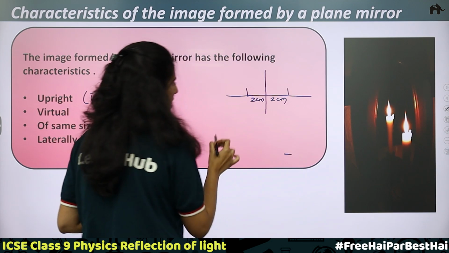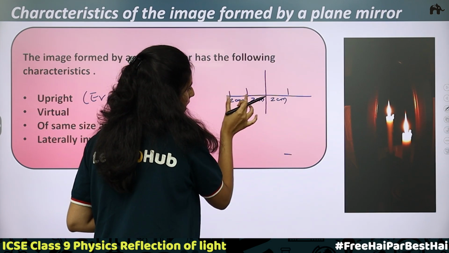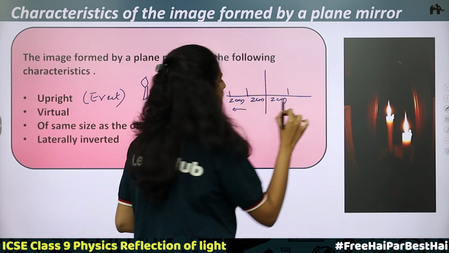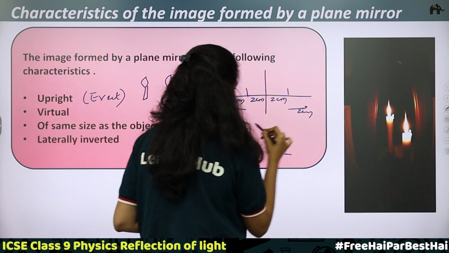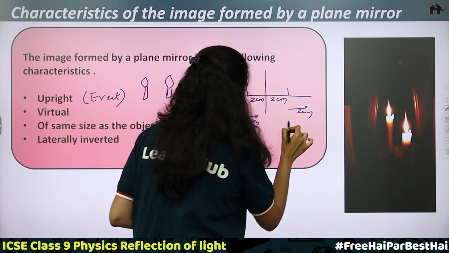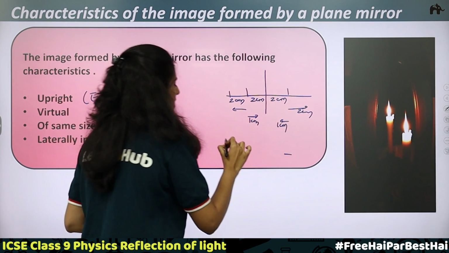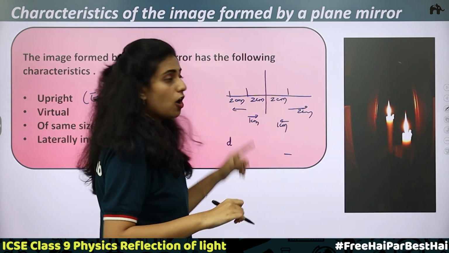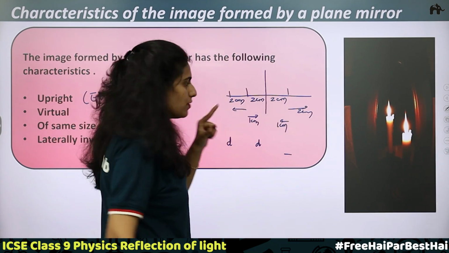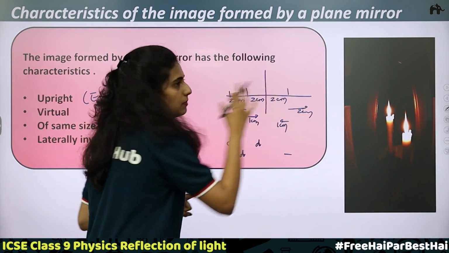Now let's say the object moves away from the mirror by 2 centimeter. What happens to the image? The image will also move by 2 centimeter. If the object moves closer to the mirror by 1 centimeter, the image will also move closer to the mirror by 1 centimeter. Let's say D is the distance of the object from the mirror, then D will be the distance of the image from the mirror. In that case, 2D will be the distance between the object and the image.